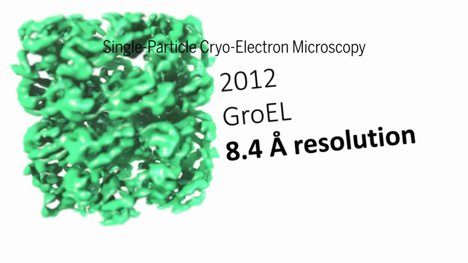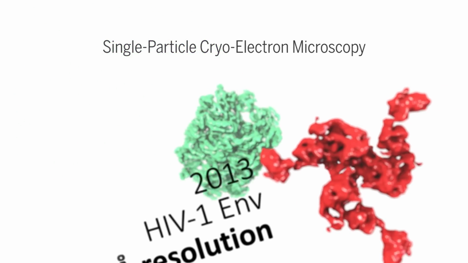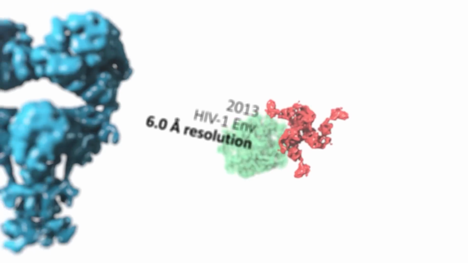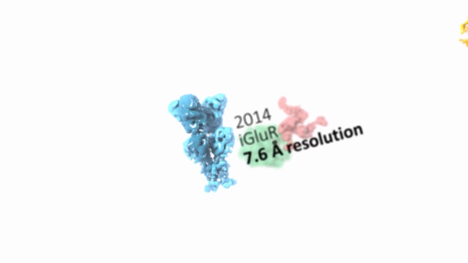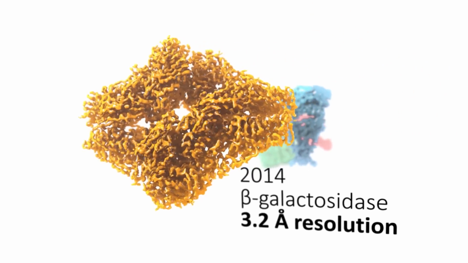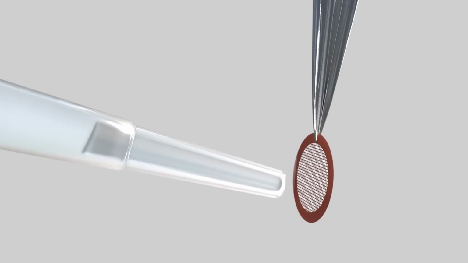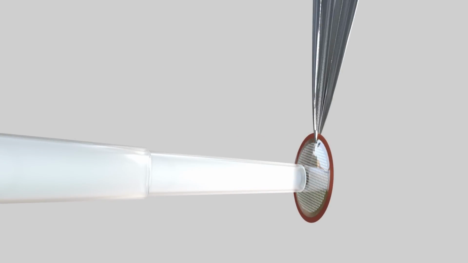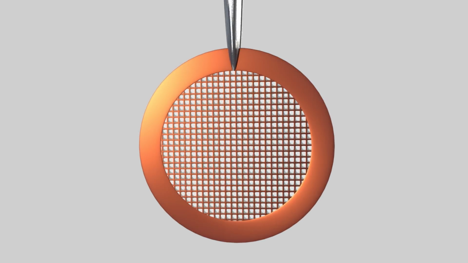Single particle cryo-electron microscopy, or cryo-EM, is an advancing technology that is bringing key molecules into focus. Here's how it works. First, the molecules are suspended in a solution. Then, the solution is placed onto a fine mesh screen called a grid. The grid is blotted to remove excess liquid and so that the molecules are spread out in a single layer.